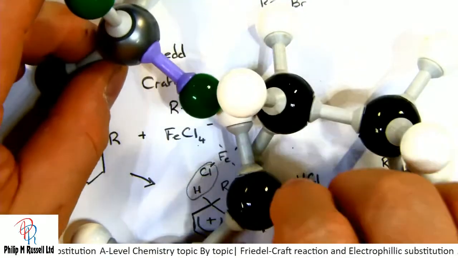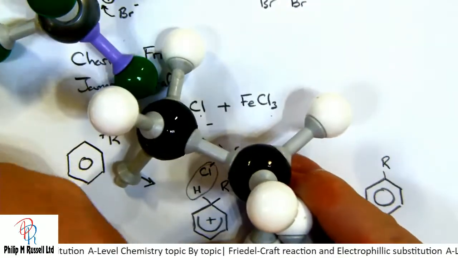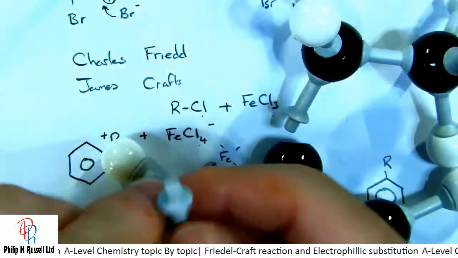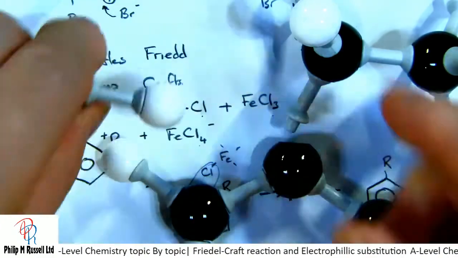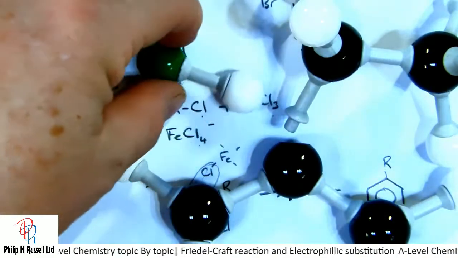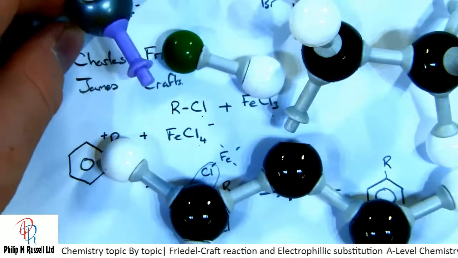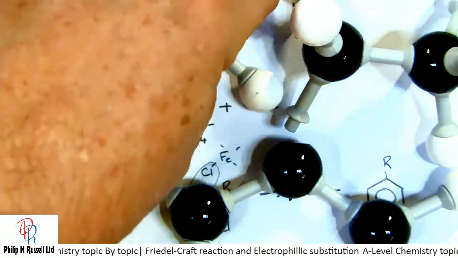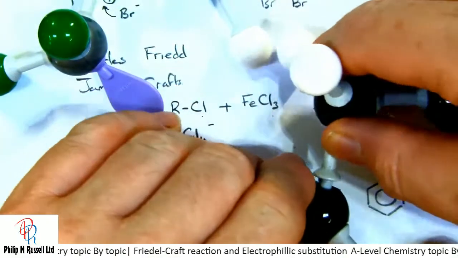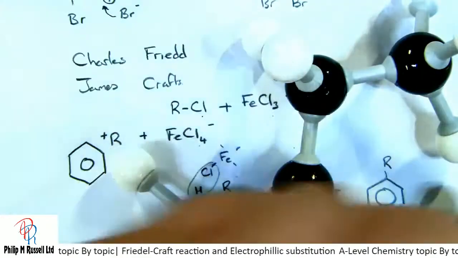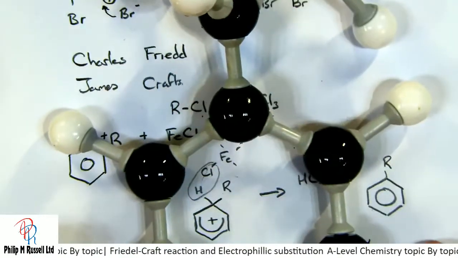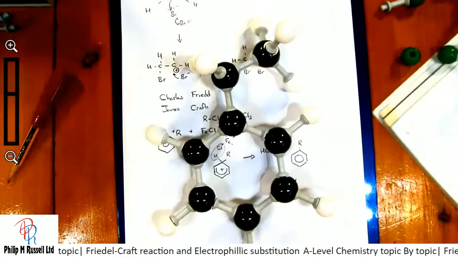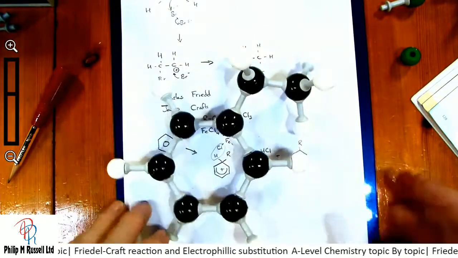this is going to react with my hydrogen, making my HCl. This is going to be regenerated. I'll put my lone pair back, and this is going to be stuck on to my benzene, and I've now made a new chemical.